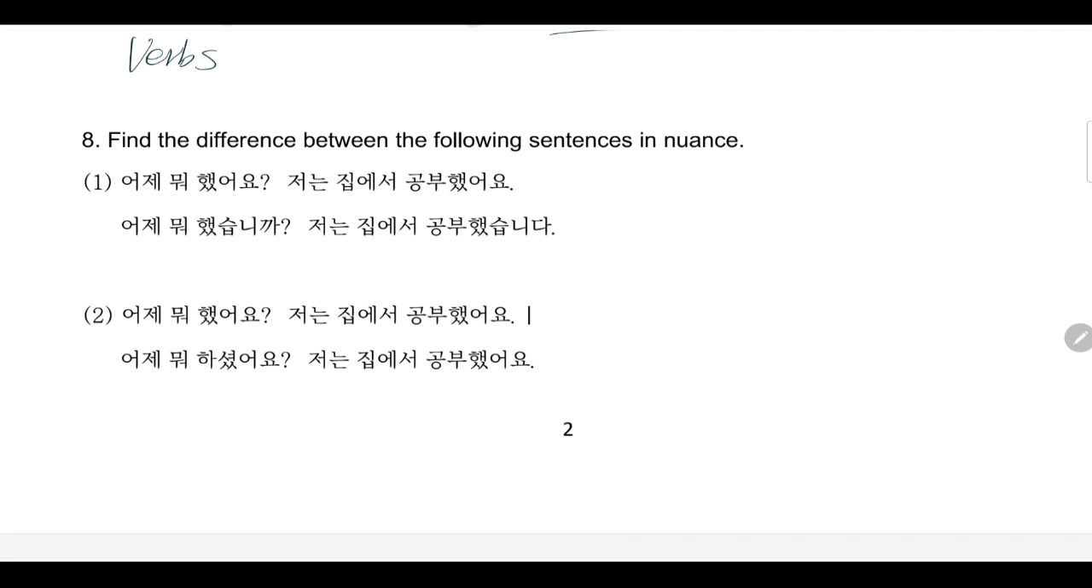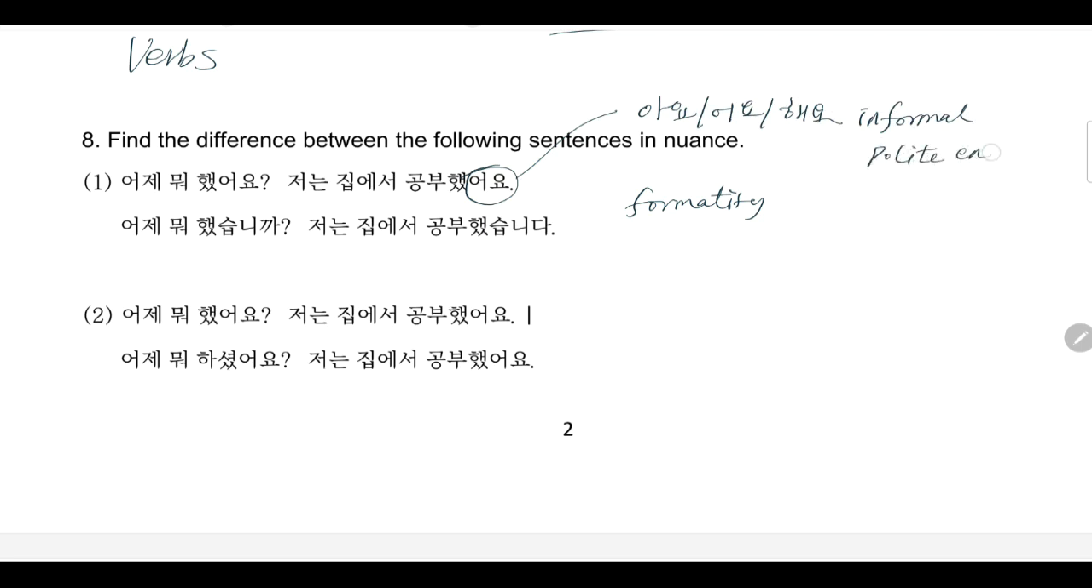자, first line, 어제 뭐 했어요? 저는 집에서 공부했어요. Second line, 어제 뭐 했습니까? 저는 집에서 공부했습니다. What is the difference between first line and second line? This is formality. 자, 아요, 어요, 해요 ending. This is informal, polite ending, isn't it? Informal, polite sentence ending.